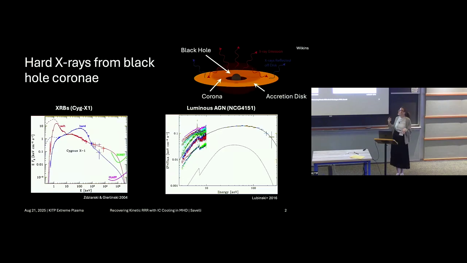So here we can see, is this a thing? Yeah, okay, thanks. That there is some hard X-ray emission that peaks around 100 keV for both XRBs like Cygnus X-1 and luminous AGN like NGC 4151. And this X-ray emission in the hard state is thought to be produced from inverse Compton scattering off of softer seed X-ray photons.